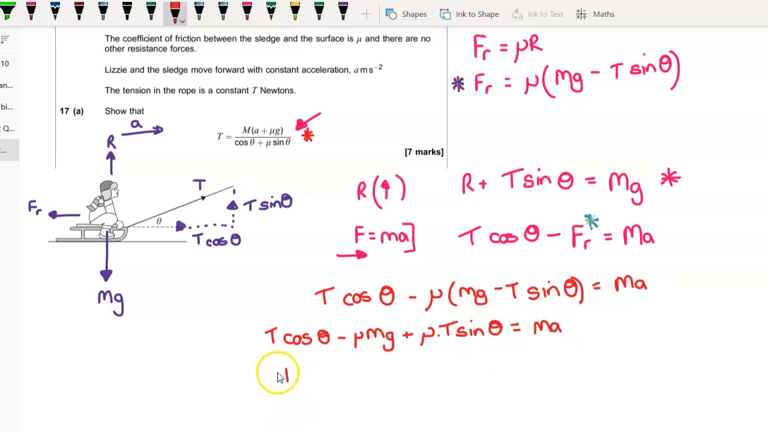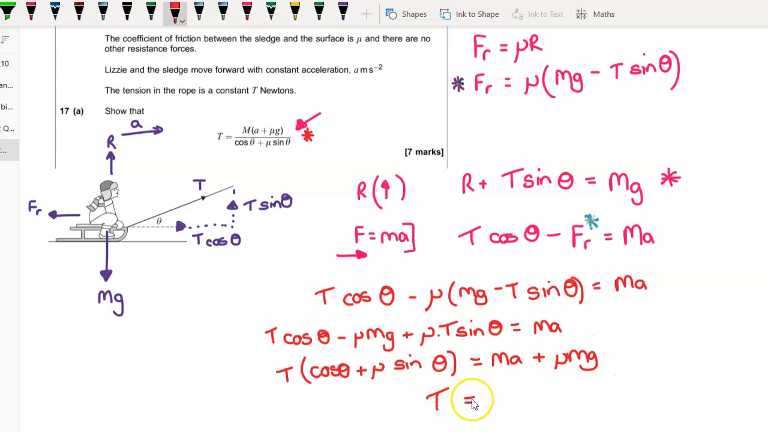Okay, so let's gather our t terms together. We've got t times cos theta plus mu sine theta. And let's get all our m terms on the other side. So all I'm doing is rearranging this now. Okay, and we're nearly there.